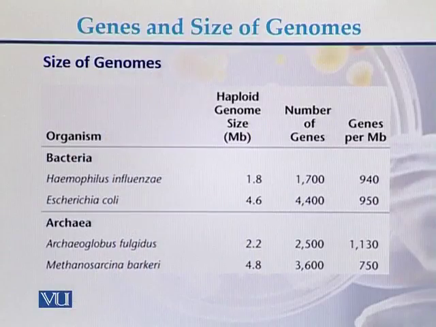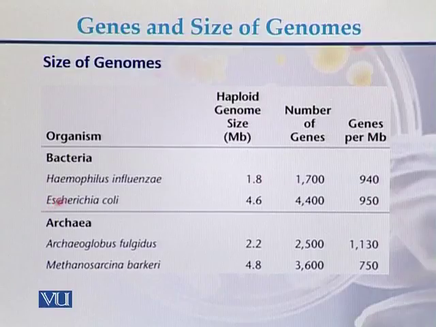Here we can see the size of the genomes in the case of bacteria. For Haemophilus influenzae, the size of the genome is 1.8 MB and the number of genes is approximately 1700. So we can say approximately 940 genes per MB.